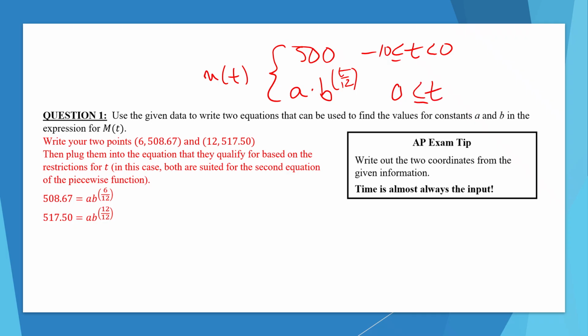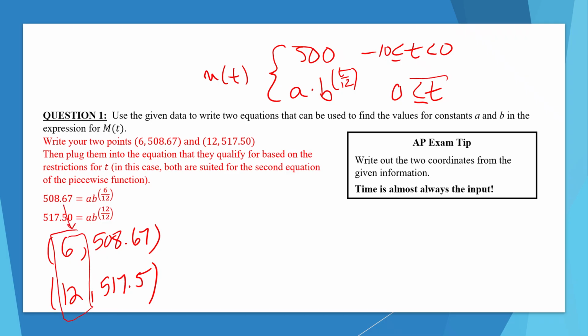So here what I would do is write your two coordinates that you were given from the equation. Our two coordinates should be 6, 508.67, and then 12, 517.5. Once we have our two coordinates, we're going to plug them in for essentially x and y. In this piecewise function, we want to know which function we plug it into, whether it's the top or the bottom. This should be plugged into the bottom function here because t is 6 and 12. Those are both greater than 0, so they meet the criteria for the bottom function.